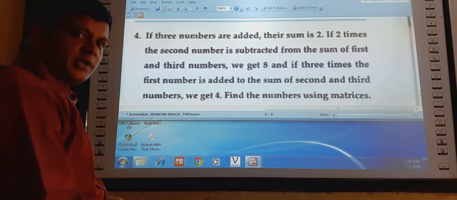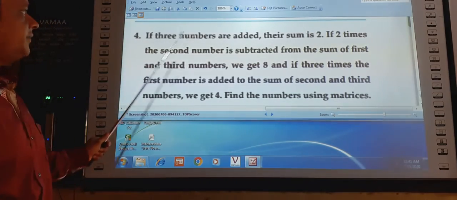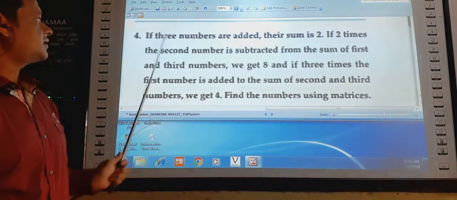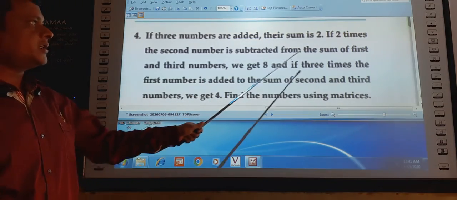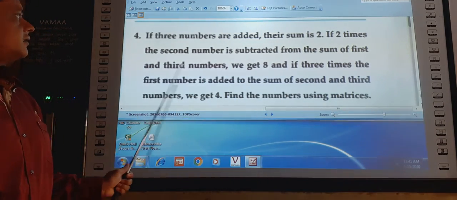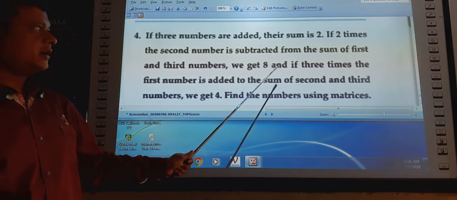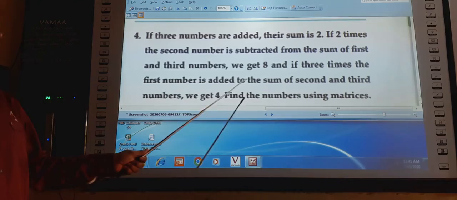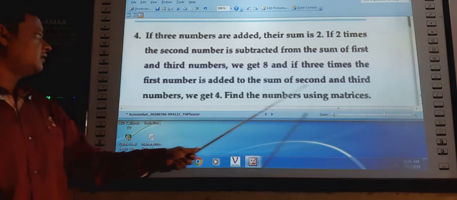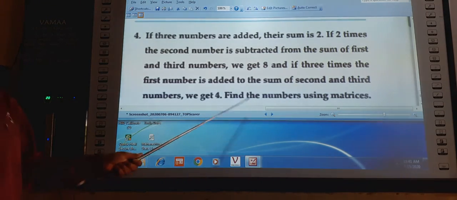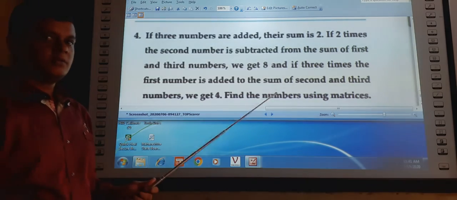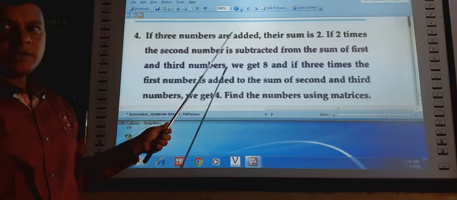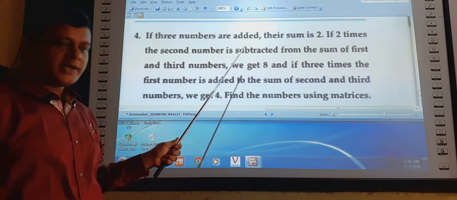Now see example number 4. If 3 numbers are added, their sum is 2. If 2 times the second number is subtracted from the sum of first and third numbers, we get 8. And if 3 times the first number is added to the sum of second and third numbers, we get 4. Find the numbers using matrices. Now we have to take those 3 numbers first, that we take x, y, z.